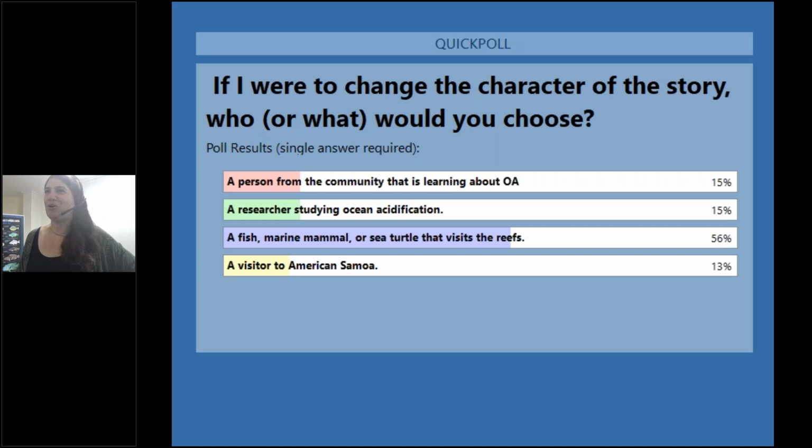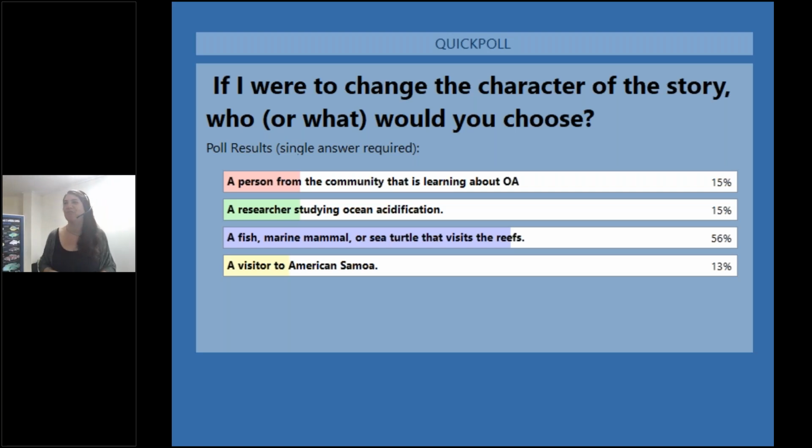All right, so going to our poll question, it looks like you would like a fish, marine mammal, or sea turtle as the character. Okay, that's great. I like to anthropomorphize ocean creatures. So now you're giving me an excuse.